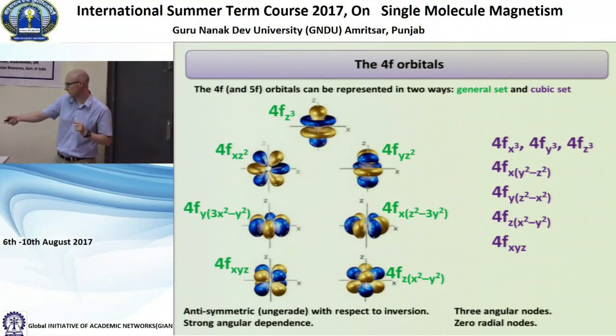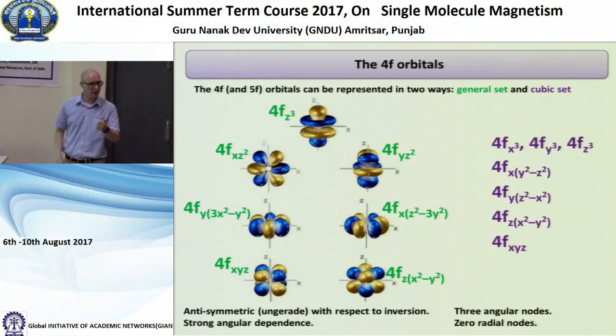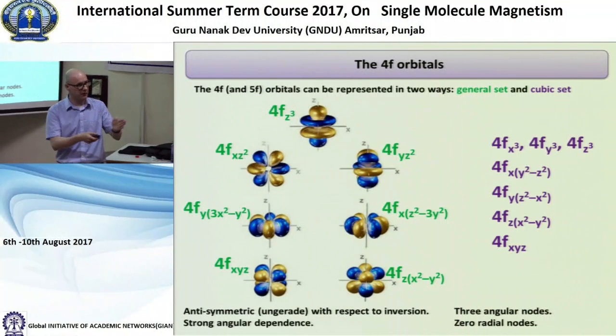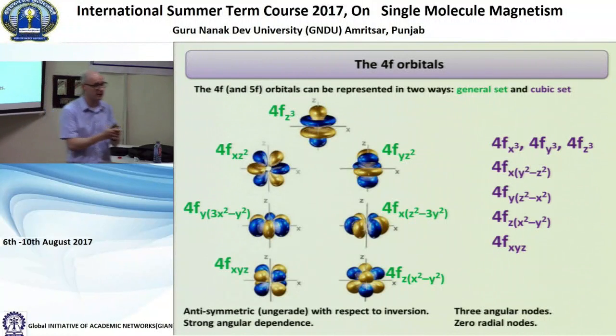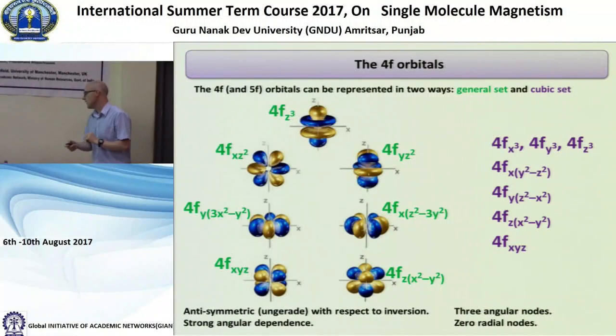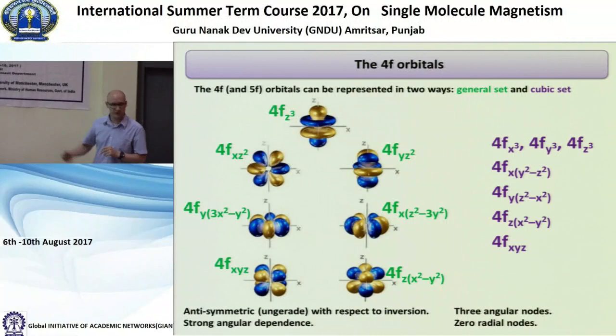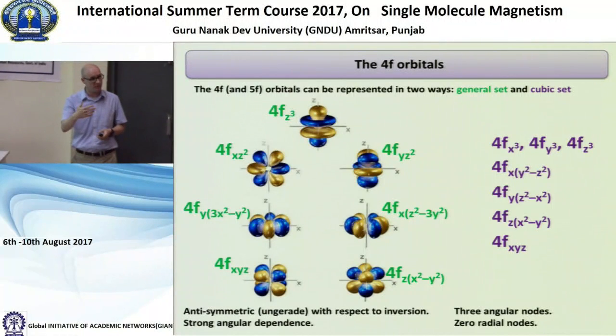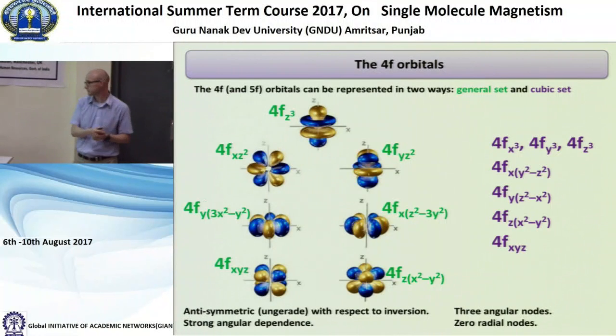But what you can see, first of all, is that they are anti-symmetric with respect to inversion. This is different to a d orbital, which is symmetric, but the same as a p orbital, which is anti-symmetric with respect to inversion, different to an s orbital, which is symmetric with respect to inversion. So if you look at s, p, d, f orbitals, the symmetry goes g, u, g, u. They alternate like that, so the f orbitals fit in that trend. What you can see very clearly is that they have a very strong angular dependence. If you were to look at the wave functions for these orbitals, the angular component would be very big. This is pretty obvious, okay? They're a long way from being spherical.